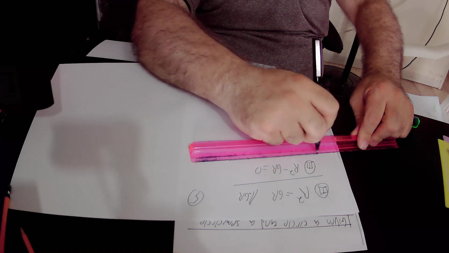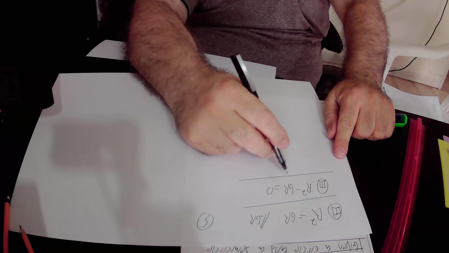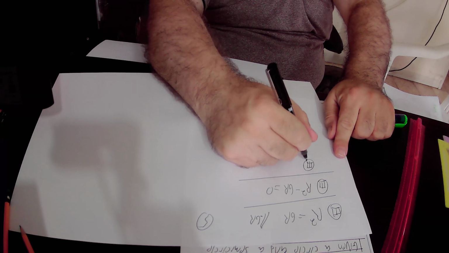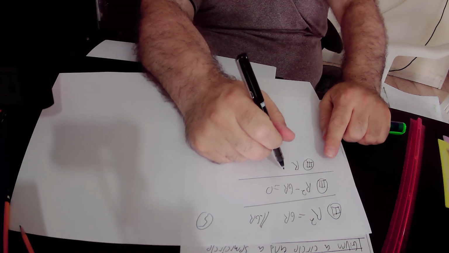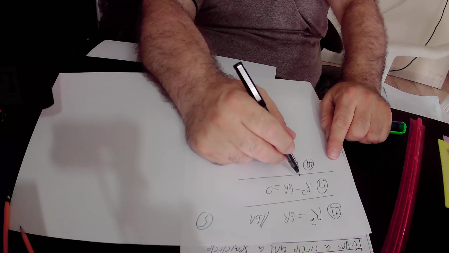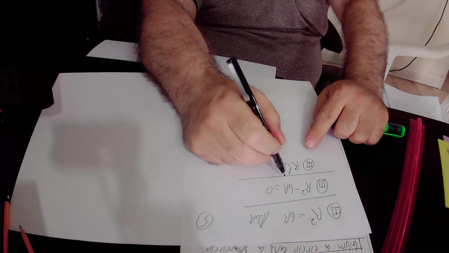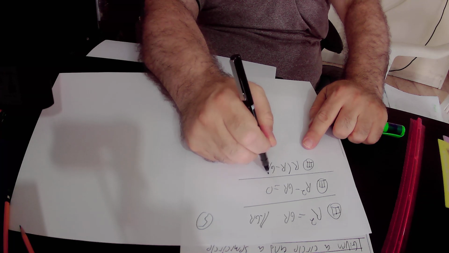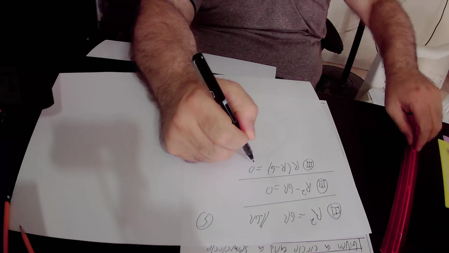We'll take a common factor r from equation number 3. Here r is a common factor of these two expressions. What is left from r squared after we took from it r as a common factor? It is actually r. And what is left from minus 6r after we took from it r as a common factor? It is actually minus 6. So in conclusion, we found out that r times (r minus 6) equals 0.